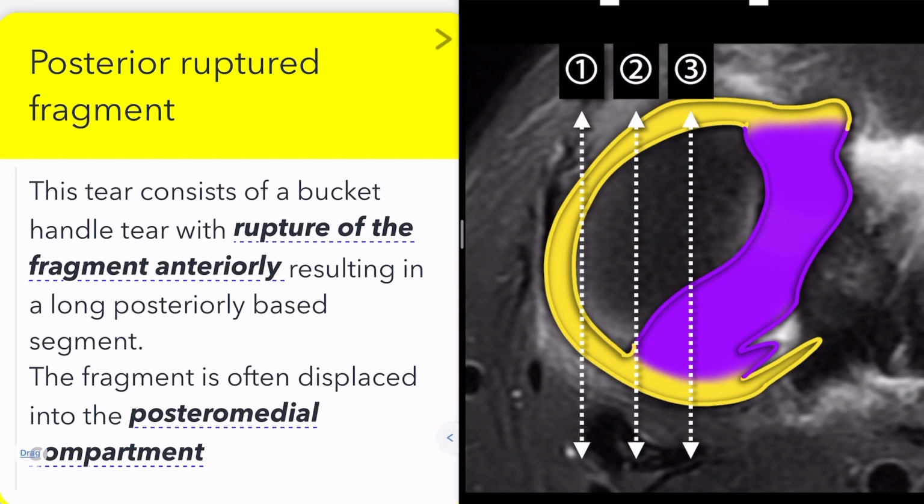Posterior ruptured fragment. This tear comprises a bucket handle tear with the fragment ruptured anteriorly, resulting in a long posteriorly based segment. The fragment is often displaced into the posteromedial compartment.